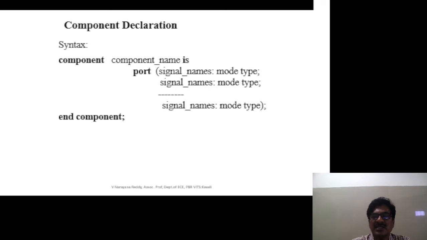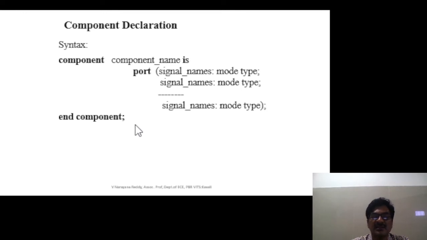So now coming to the syntax of component declaration. The syntax is similar to entity declaration, but here it starts with the word component, then the name of the component. Next line starts with the port of different signal names: signal name colon mode data type, semicolon. Like that, many signals you can declare in the port. After that, end component name.